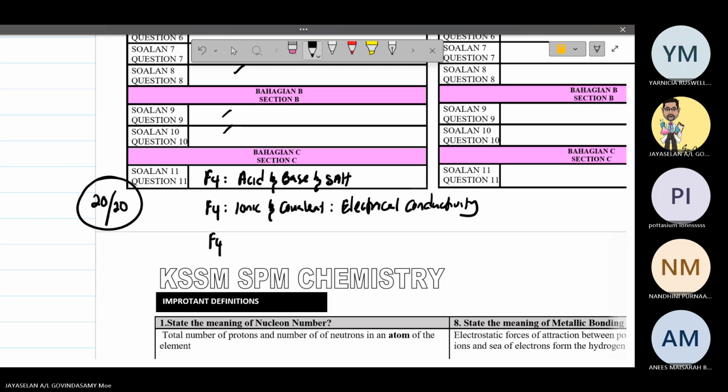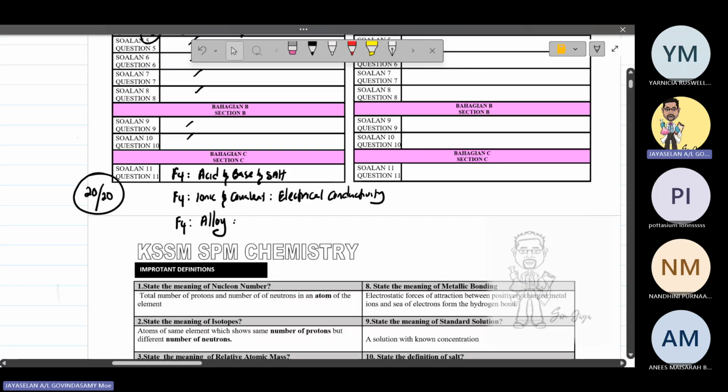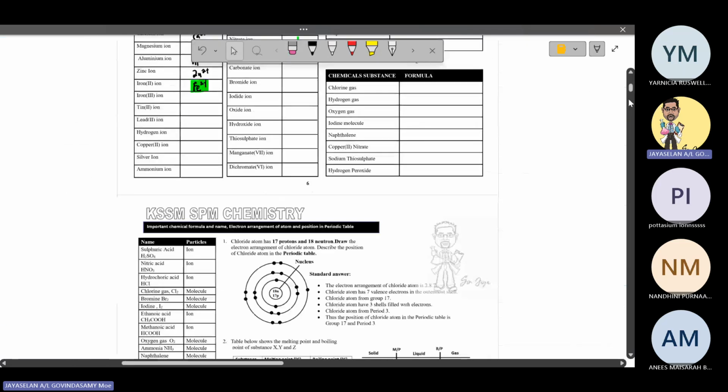Number 4, we are learning this, they will think, oh acid base, everyone. A lot of teachers will say this year acid base, acid base. They deliberately want to confuse you, so they don't give acid and base. They give alloy: determine the hardness of alloy. Where is this experiment? I will show you. Where is the experiment?